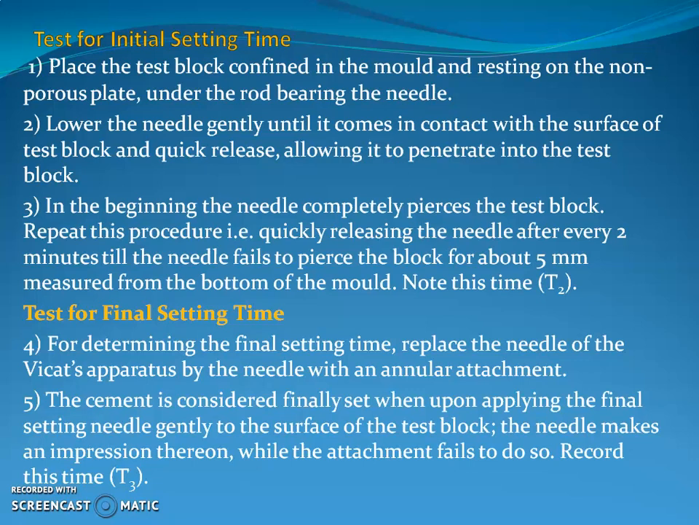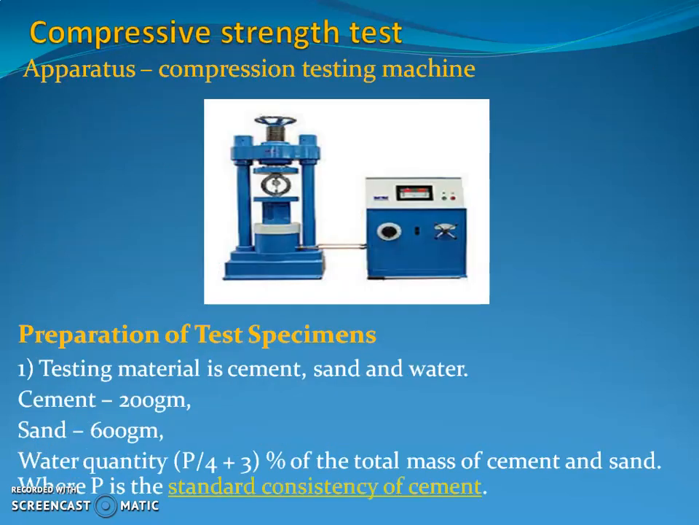Now, procedure for final setting time. For determining the final setting time, replace the initial setting time needle by the final setting time needle of the Vicat apparatus with an annular attachment. The cement is considered finally set when, upon applying the final setting time needle gently to the surface of the test block, the needle makes an impression thereon while the attachment fails to do so. Record this time as capital T3, and this capital T3 is nothing but the final setting time.